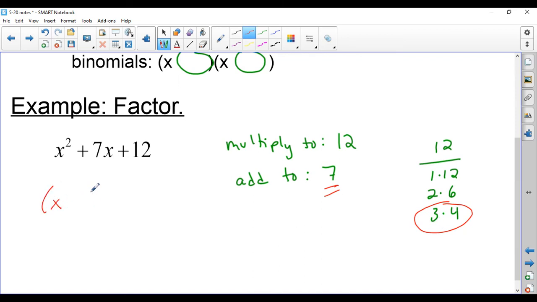I set up my factors, parentheses with an x first in each one. Positive 3 times positive 4 is 12. Positive 3 plus positive 4 is 7. So I put plus 3 and plus 4. It does not matter whether you put plus 3 and plus 4 or plus 4 and plus 3. The order does not matter.